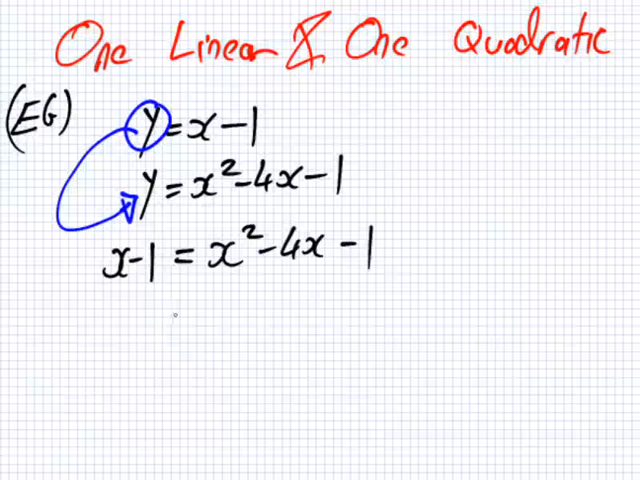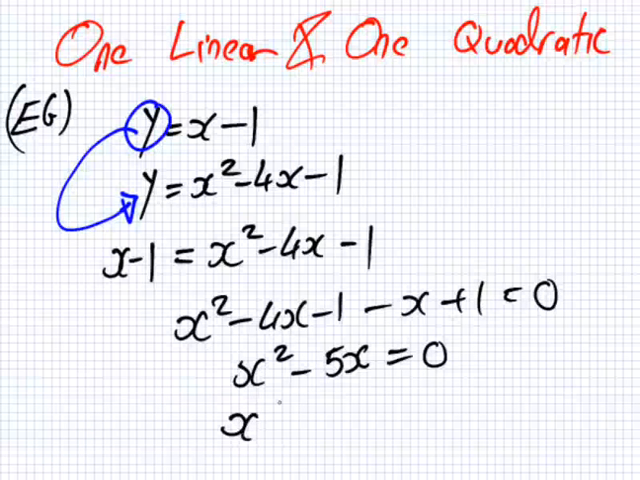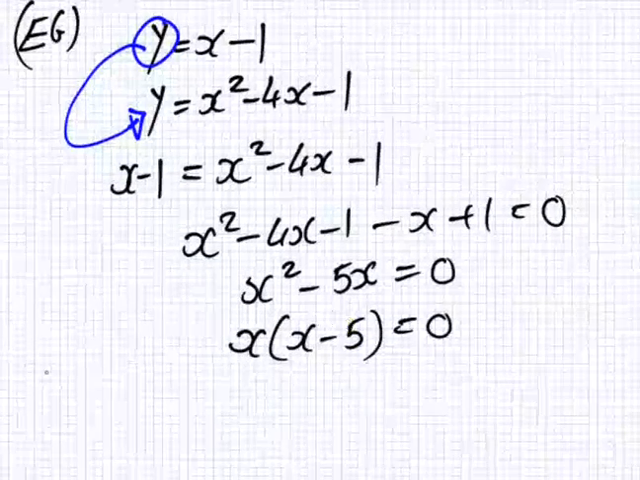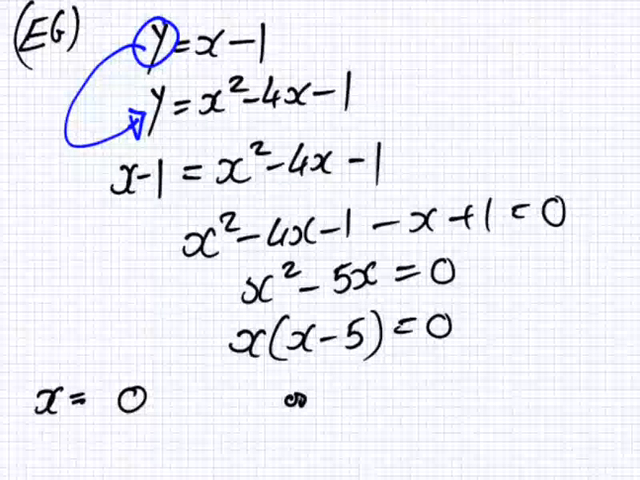With the linear we had elimination, substitution and so on, whereas with the one linear and one quadratic, there's only one way to do it, and that's with substitution. So we'll do some examples. Here's the first one: y equals x minus 1 and y equals x squared minus 4x minus 1.